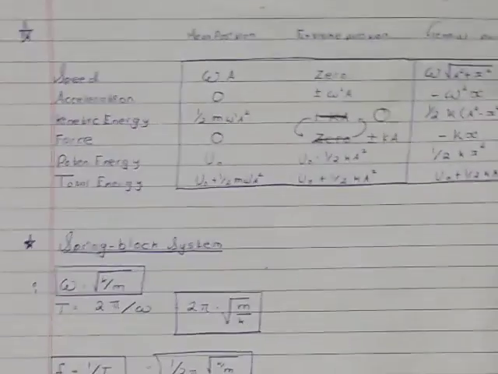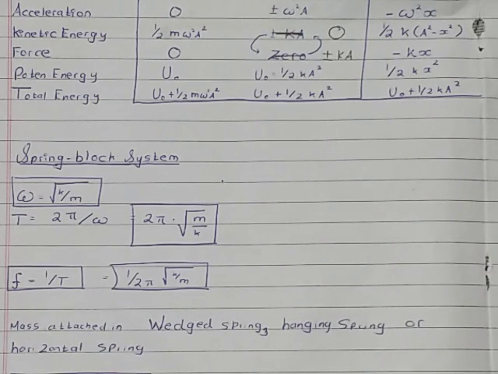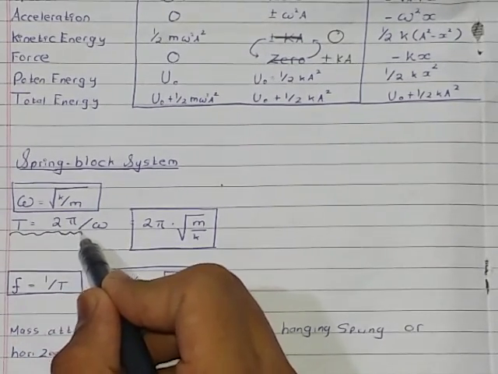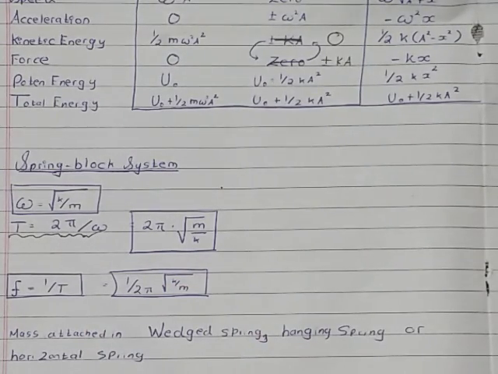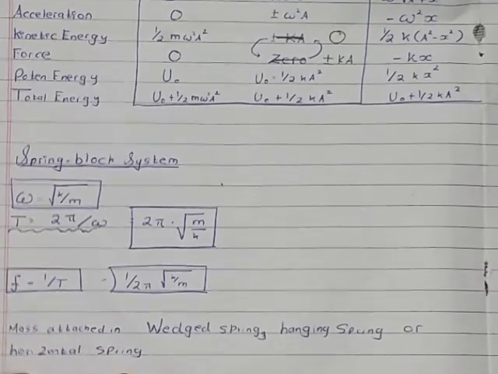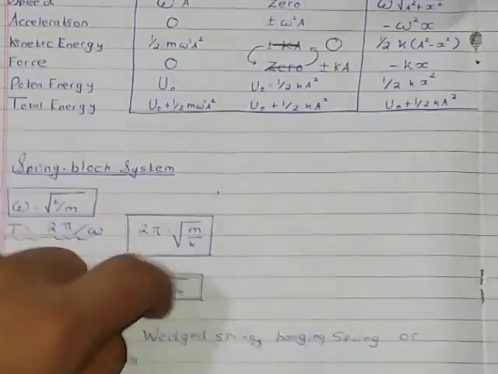Now we have something to study again, that is the spring block system. Omega equals under root of K by M. A very useful formula, very easy to learn, and with a very high weightage I observed in many exams. Time period equals 2 pi upon omega, or 2 pi under root of m by k. Since omega is under root of k by m, time equals 2 pi under root of m by k. Frequency is 1 upon time, so just reciprocate this.